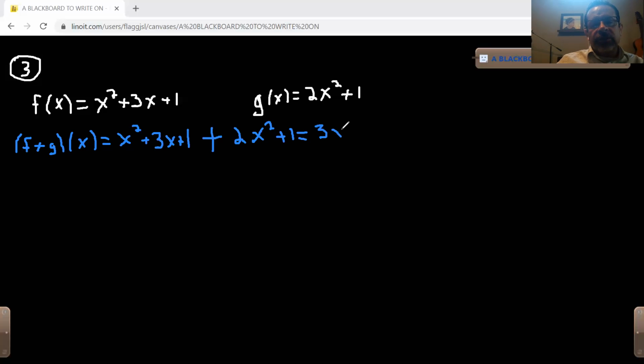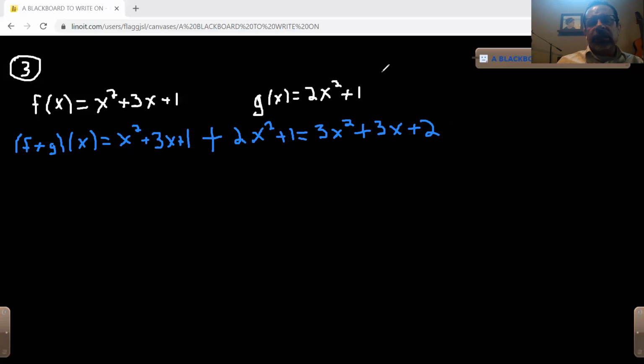And try to do these in your notebooks while I'm doing this. Then it would be plus 3x plus 1 plus 1 is 2. That would be the addition.